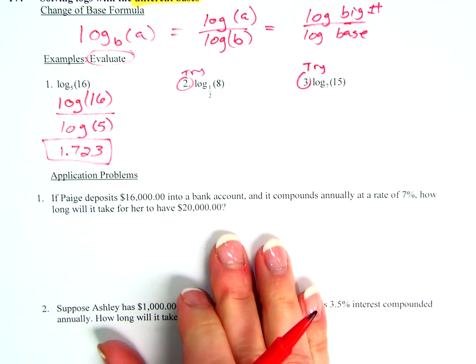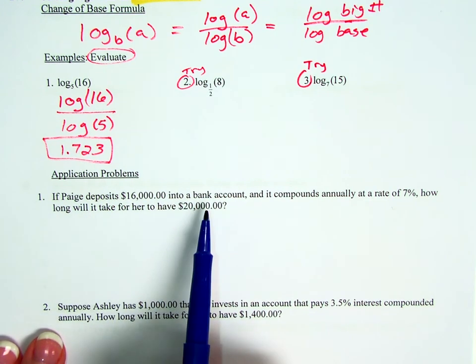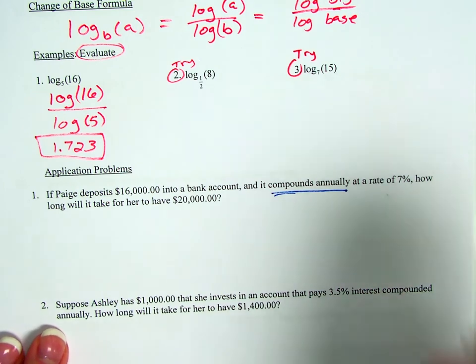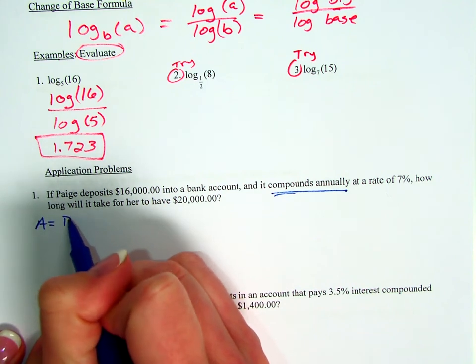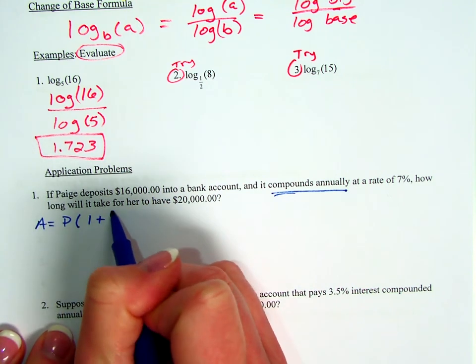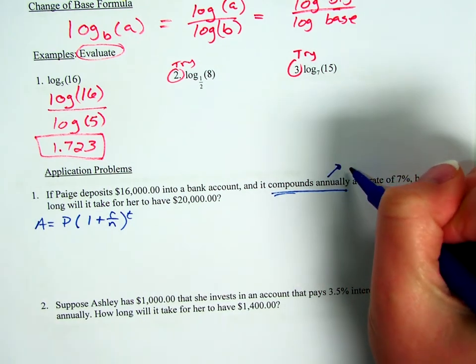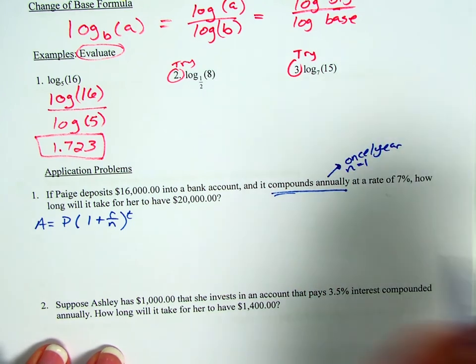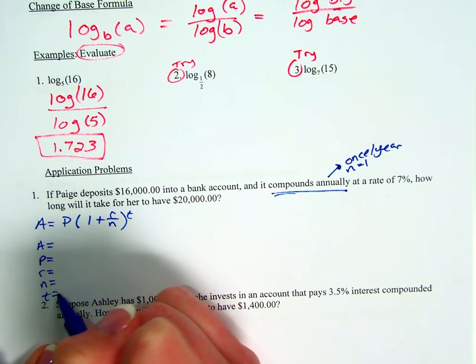And then we'll go ahead and look at these application problems. Looking at number 1, Paige deposits $16,000 into a bank account and it compounds annually. Remember, if it were continuous, it'd be A equals P e to the RT, but because it's compounded annually, we're using A equals P times 1 plus R over N to the T power. Because it's annually, that means once per year, telling me that my n equals 1.